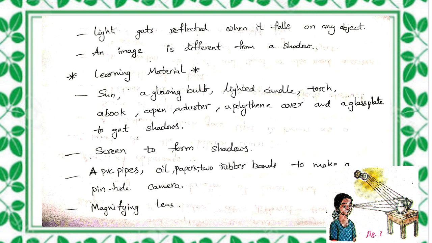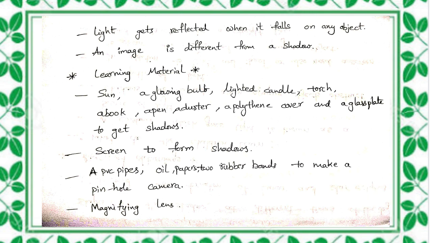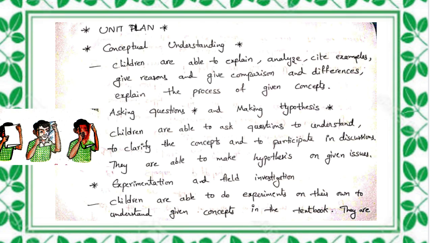Learning material: sun, a glowing bulb, lighted candle, torch, a book, a pen, duster, a polythene cover and a glass plate to get shadows; a screen to form shadows; a PVC pipe, oil, papers and rubber bands to make a pinhole camera; a magnifying lens.